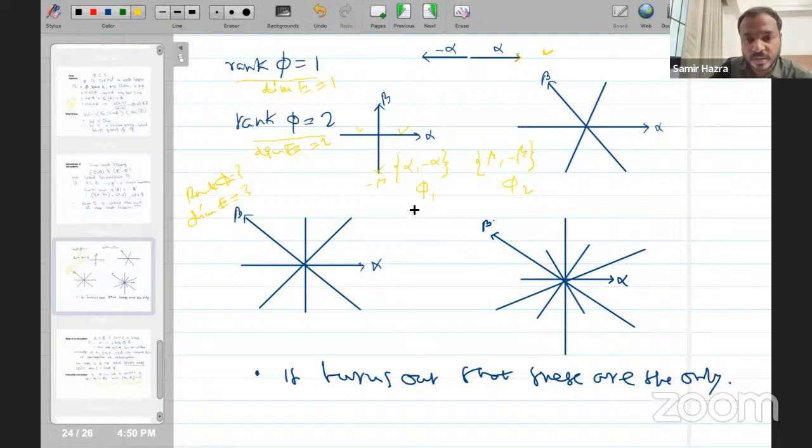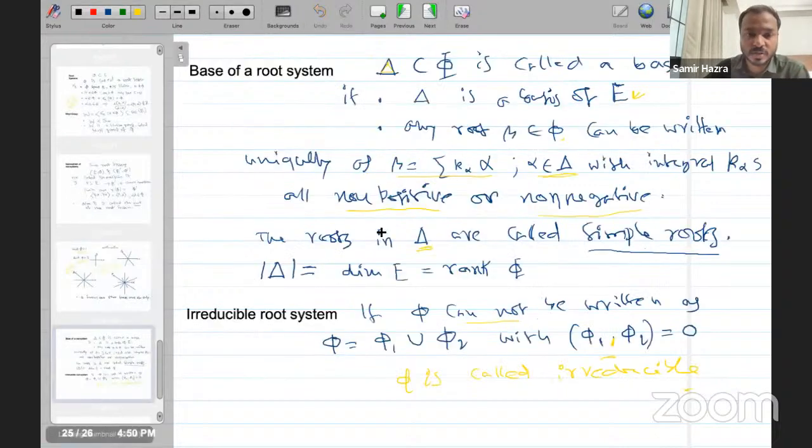Then clearly any element from phi 1 is orthogonal to any element of phi 2. So phi 1, phi 2 is actually 0. And therefore, this is not irreducible. This is reducible.